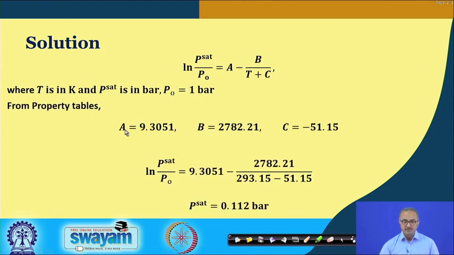So, from the property tables you obtain these A, B, C values and plug them into this particular formula, and you get the P sat value as this. That means the vapor pressure is much lower than the atmospheric pressure, that is 1 bar. What does it signify? Because it has such a low vapor pressure, this particular liquid will have very low tendency to go to the vapor phase, especially under atmospheric condition, even at that temperature. You find that it is not going to evaporate much, or it will be evaporating very slowly.